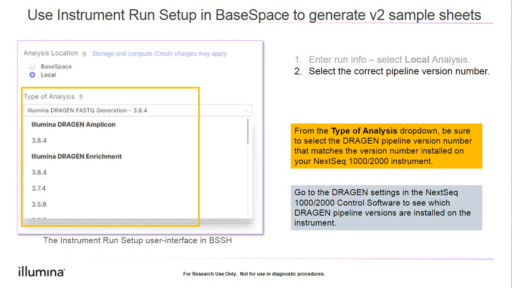Next, after selecting the analysis location, you will then pick the type of DRAGEN analysis pipeline to run. Please note that you want to make sure that you are selecting the correct pipeline and version that is installed and running on the instrument. If you are unsure of what version you used, then you can get to the DRAGEN version by going to the DRAGEN settings within the NextSeq 2K control software to confirm the installed DRAGEN pipelines that are currently on the instrument.